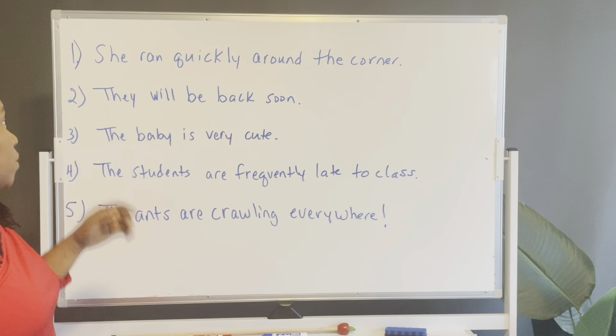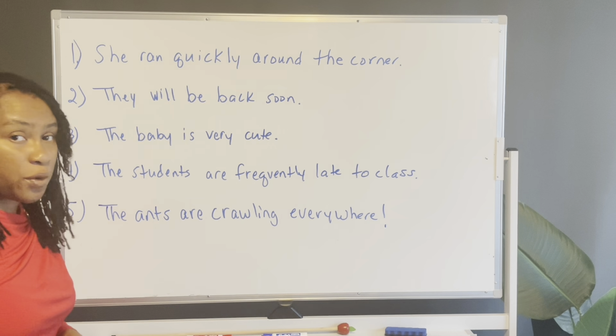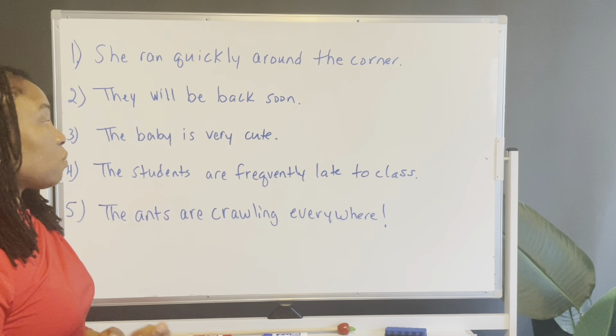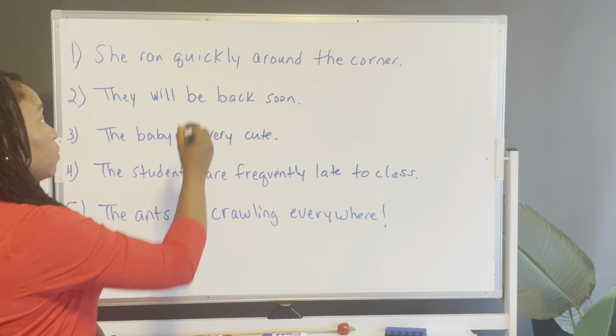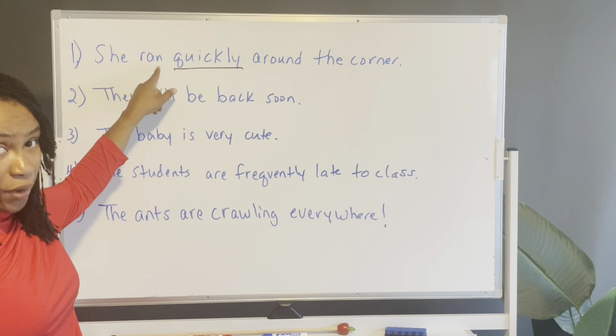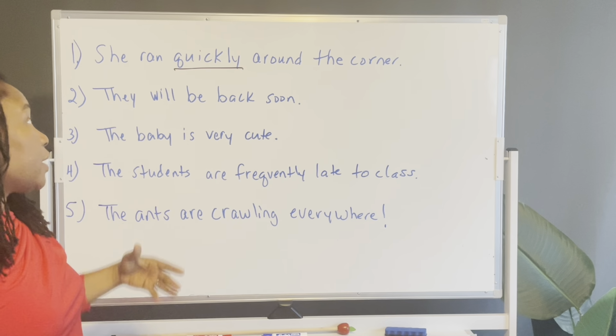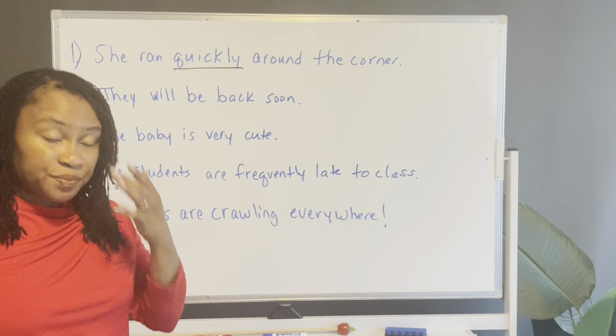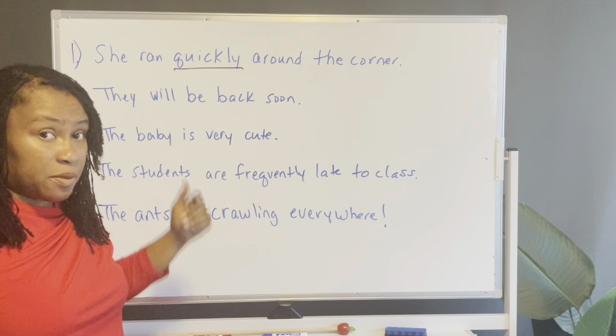Okay, let's look at number 1. She ran quickly around the corner. Okay, so what would be the adverb? The adverb would be quickly. One way to recognize it is that it ends in ly and it's modifying ran, which is a verb. How did she run? She ran quickly. It's describing how she did something.